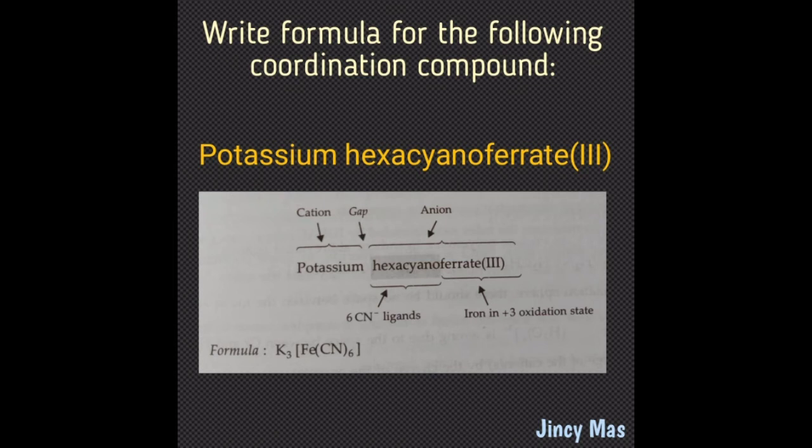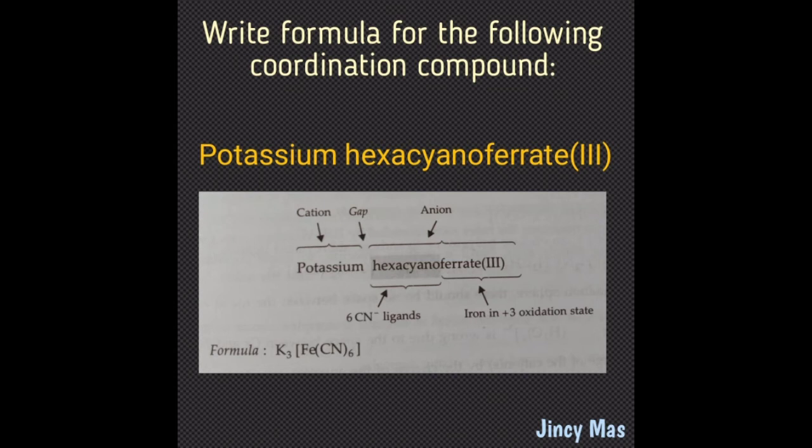So here we have ferrate. Why is iron written as ferrate? When the particular coordination compound is negatively charged, we use the term ate. So it is written as ferrate. So that 3 charge is negative charge. That 3 charge that is shown for central metal atom here is negative charge. That is why it is written as ferrate.